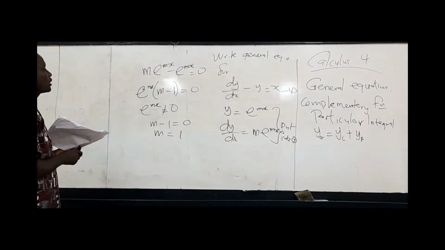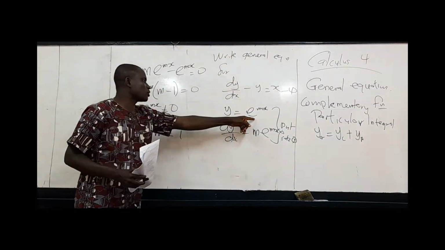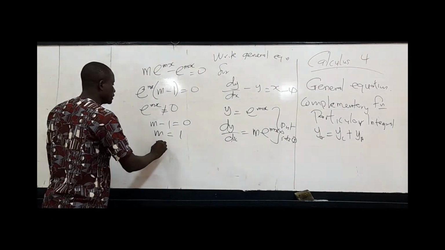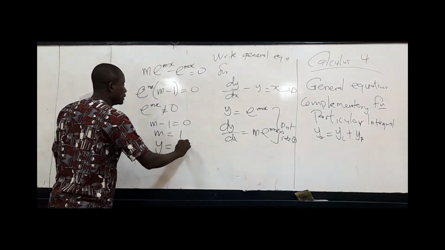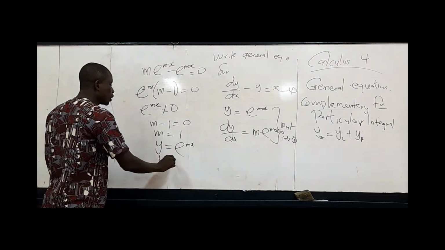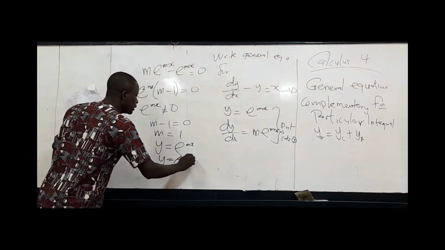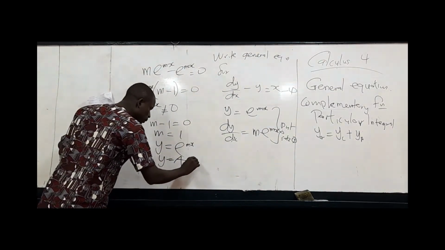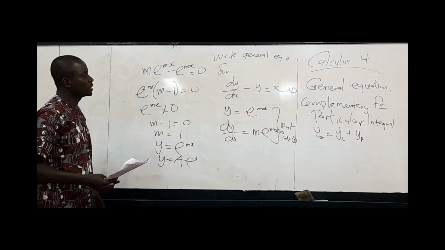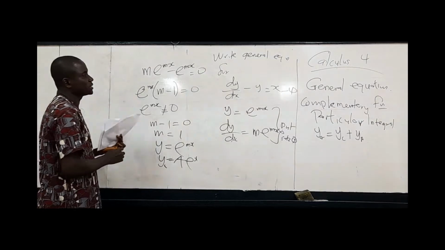Okay? Now after getting m equal to 1, we come back to the complementary function. We said that y is equal to e^(mx), and m is equal to 1. So y is equal to, now in a complementary function, you assume a here. So instead of writing y, it becomes a e^x. Exactly. This is a e^x, so you have to note it down. This is the complementary function.